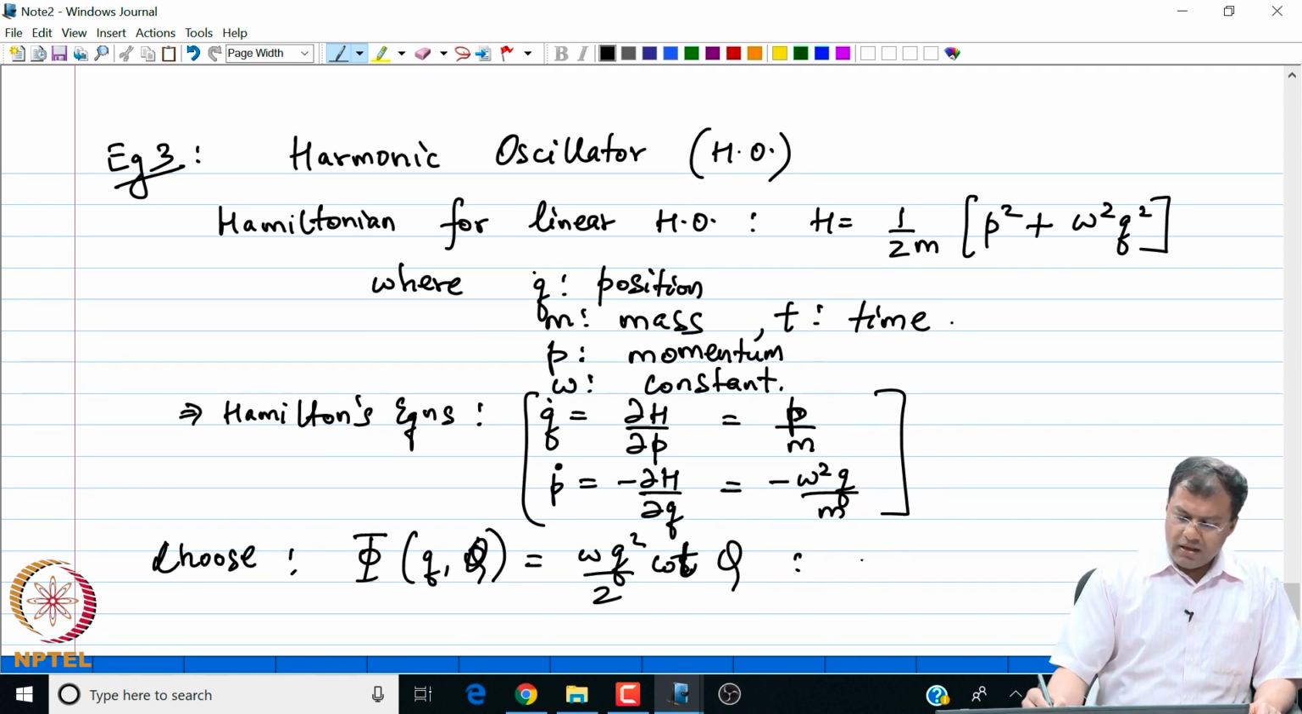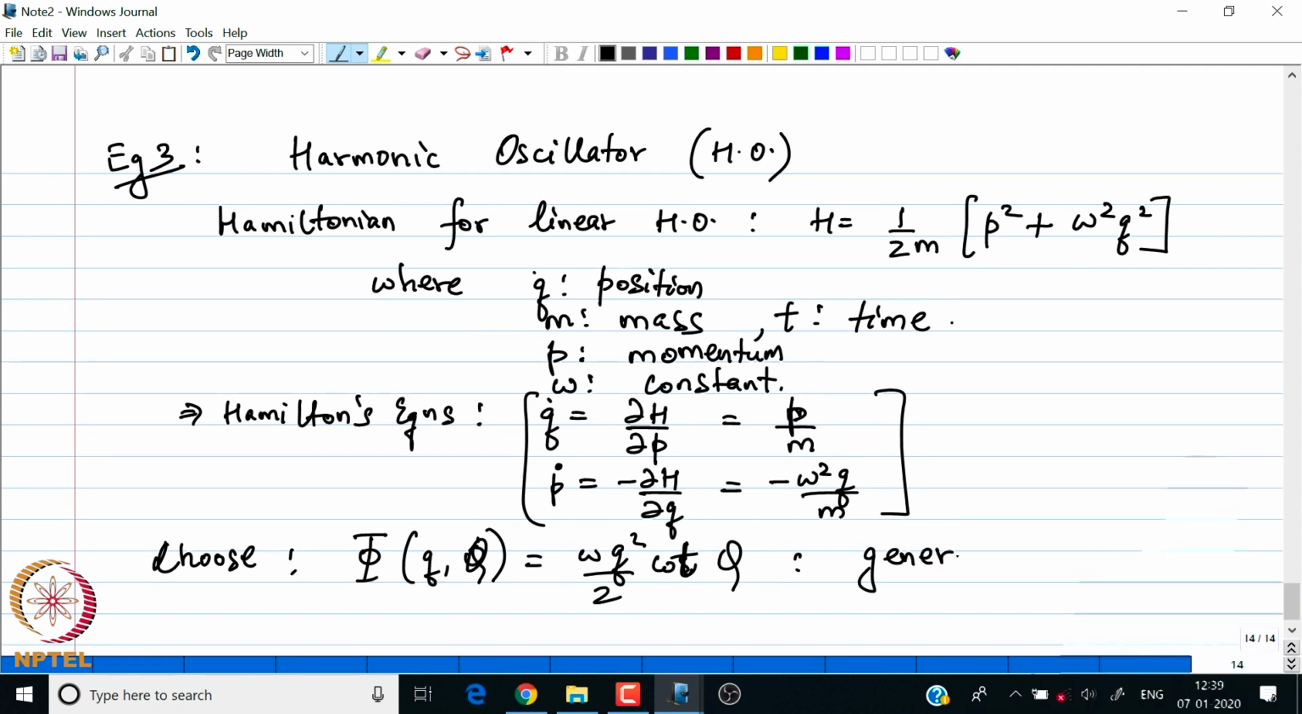So this is the generating function that we have chosen. Again, right now the choice seems very arbitrary. In the next topic of discussion, we will see that the choice is not random but follows a very specific set of equations, the Hamilton-Jacobi equation. So let us assume the generating function of this form.